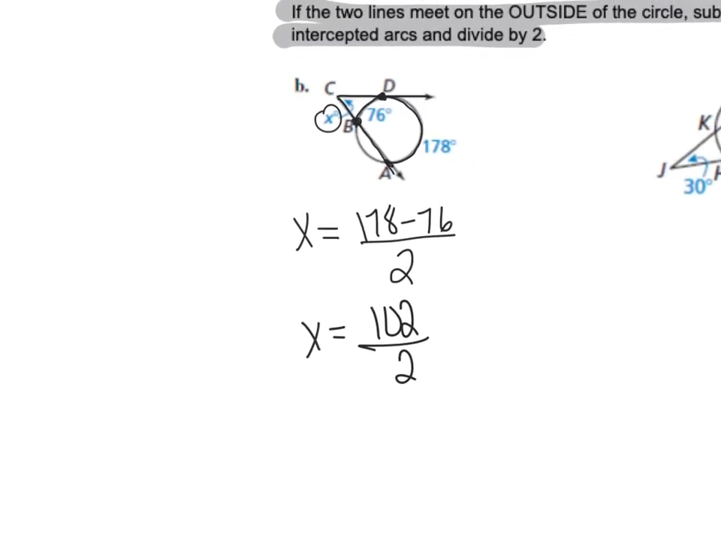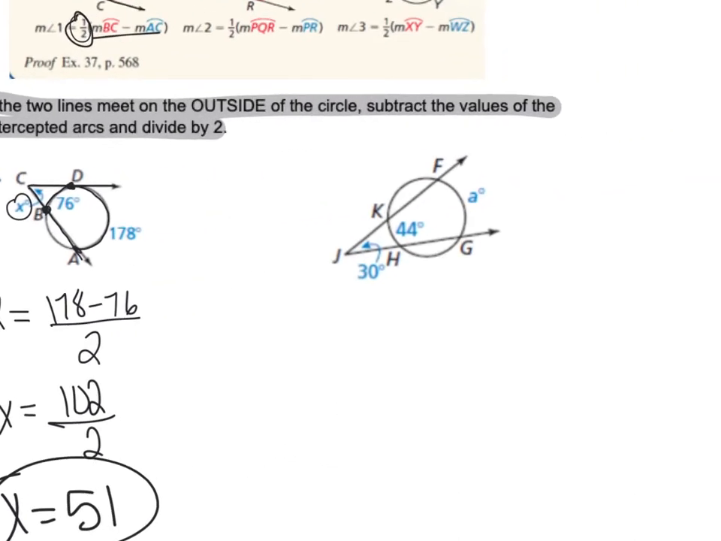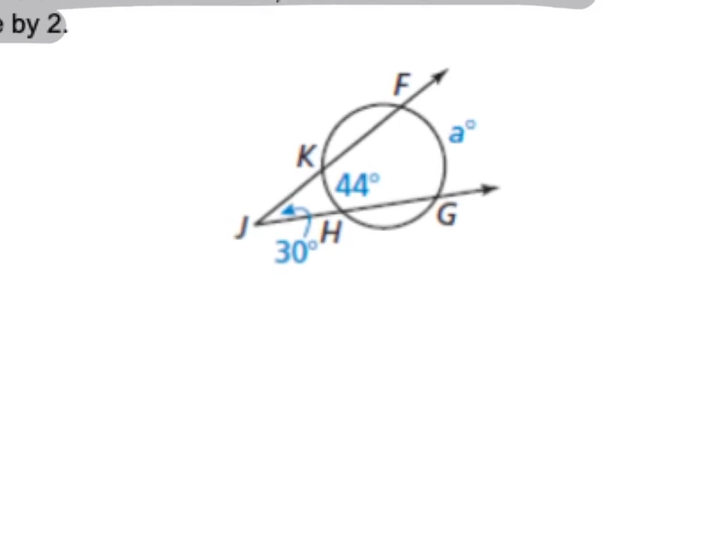Divided by 2 is going to be 51. Okay, so let's look at another example here, just a slightly different way to think about it. In this case, I have my angle, here's my angle is 30 degrees right here. The two arcs that are intercepted, one is 44 and one is our missing value.